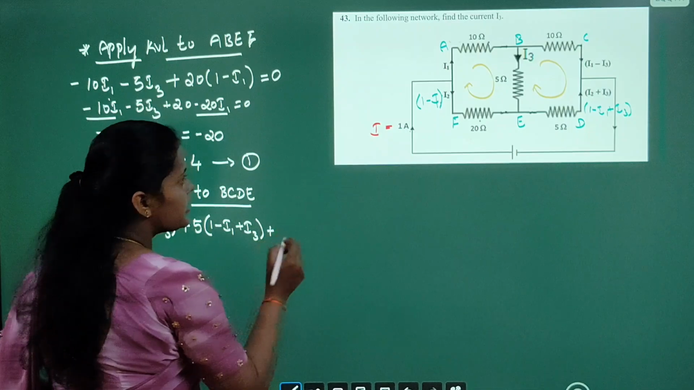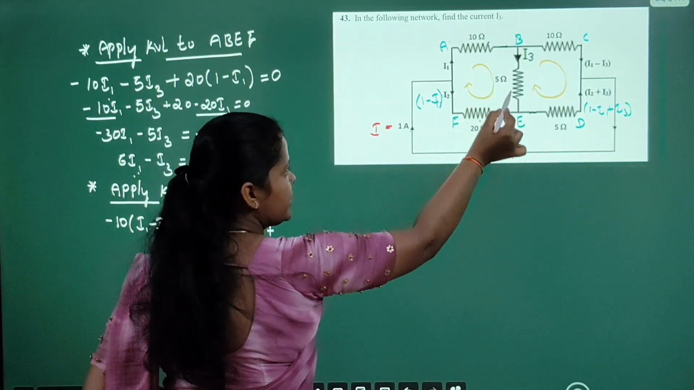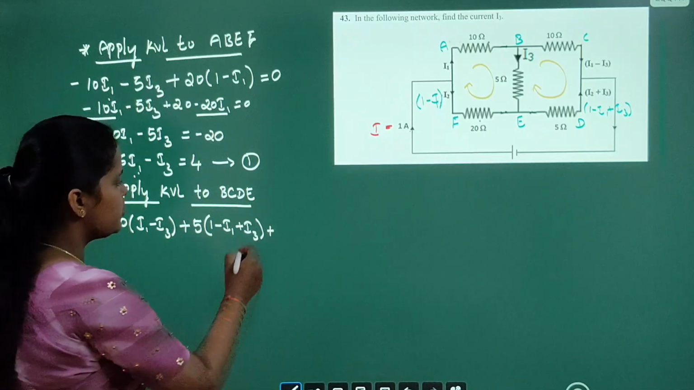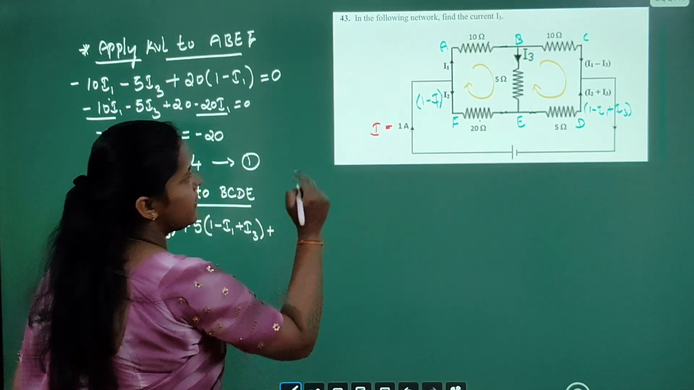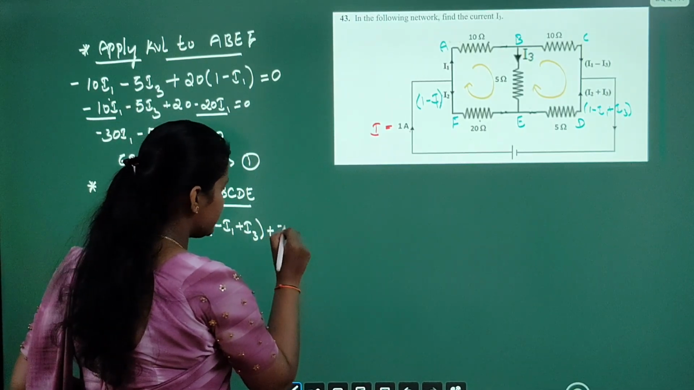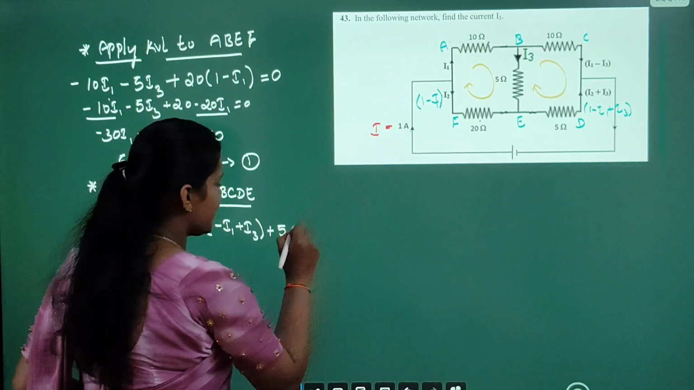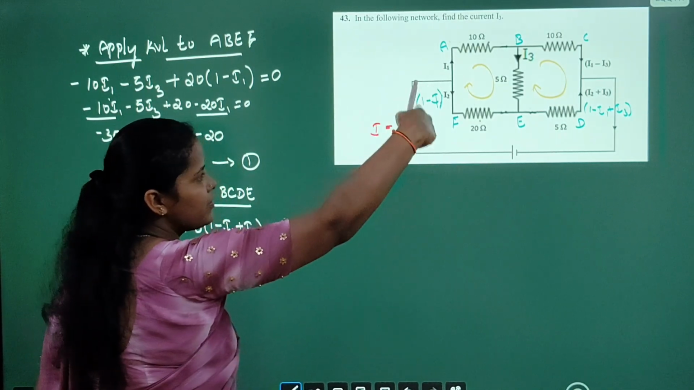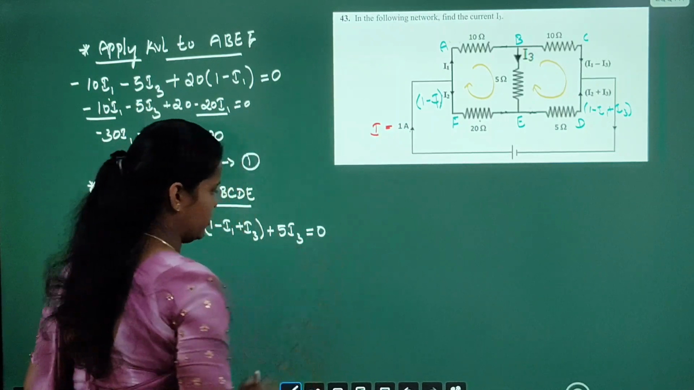Yes, plus. Why are we taking plus here? This current is exactly opposite to the loop direction, so we can take the plus symbol. What is the resistance? Here 5 ohm resistance. What is the current flowing in this junction? I3 current. It is equal to 0, because there is no EMF produced in this loop, so EMF is 0.